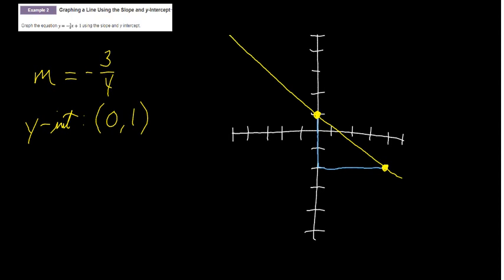So that's how we graph a line using the slope and y-intercept. All you do is find your y-intercept, and then from there use your slope. If it's a positive slope, do the rise over run. If it's a negative slope, fall and run.